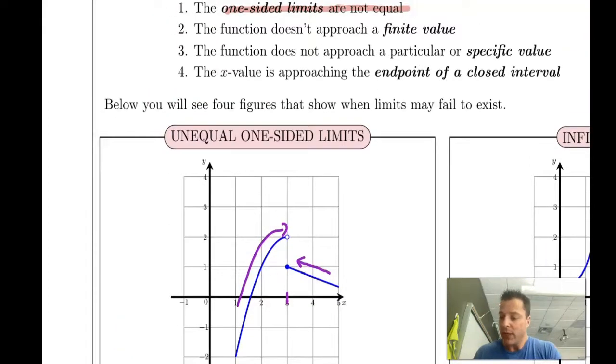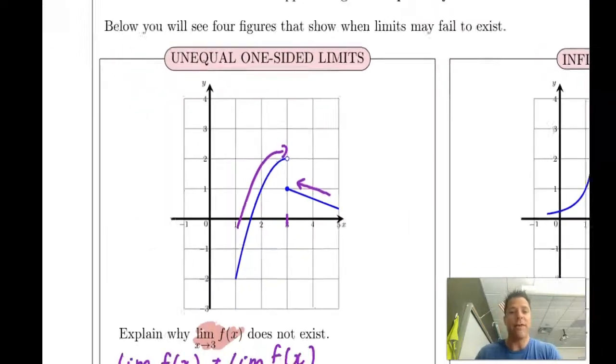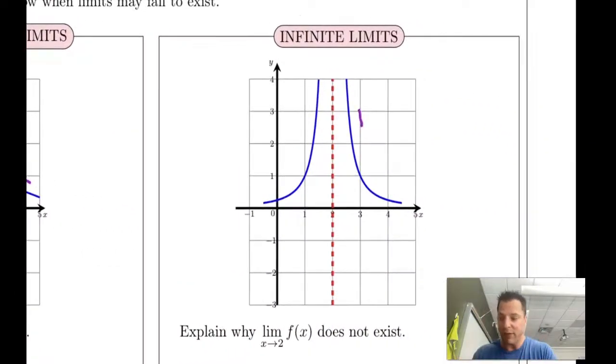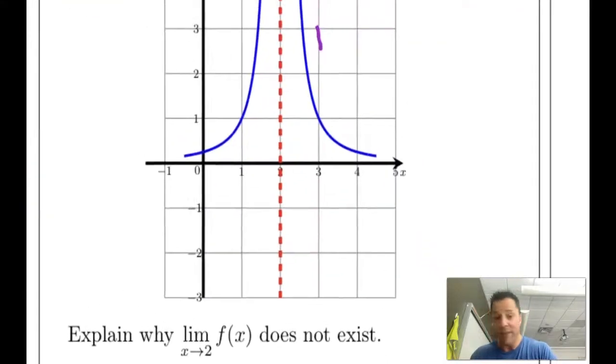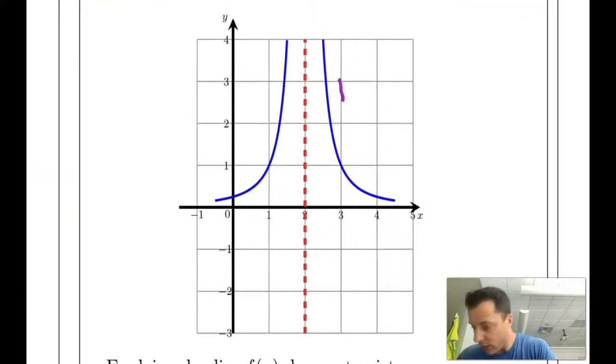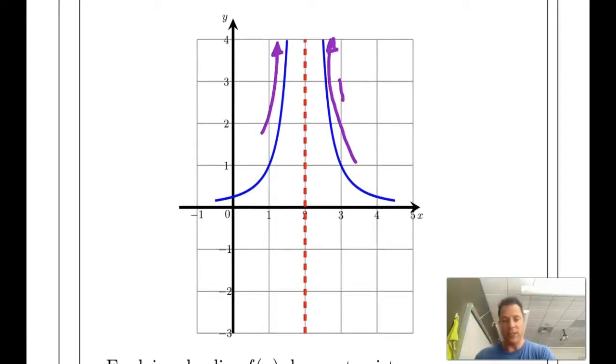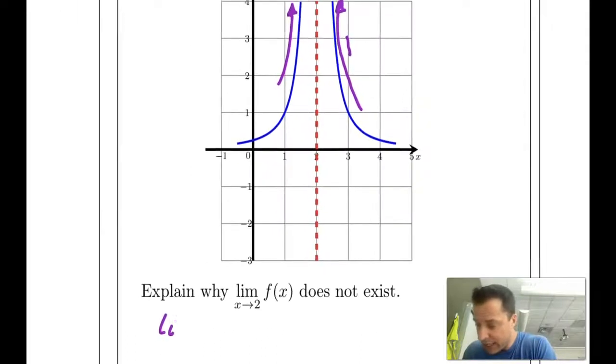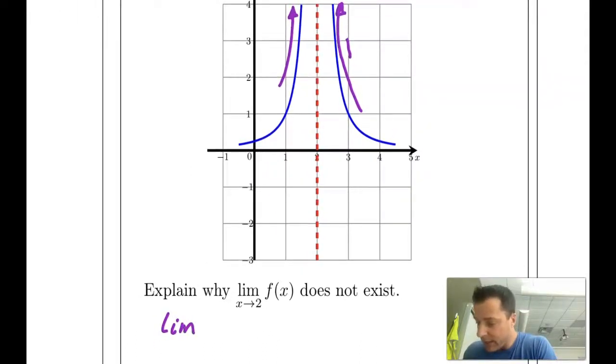In number 2, the function doesn't approach a finite value. Here, from the right we approached 1 in the first example, and from the left we approached 2, specific values. But if you look at these infinite limits, you could say, well, from the left, Mr. Bennett, I'm going to infinity. From the right, I'm also going to infinity. So the limit at 2 is infinity. And that's true, but it's not a specific value, so technically, the limit does not exist.